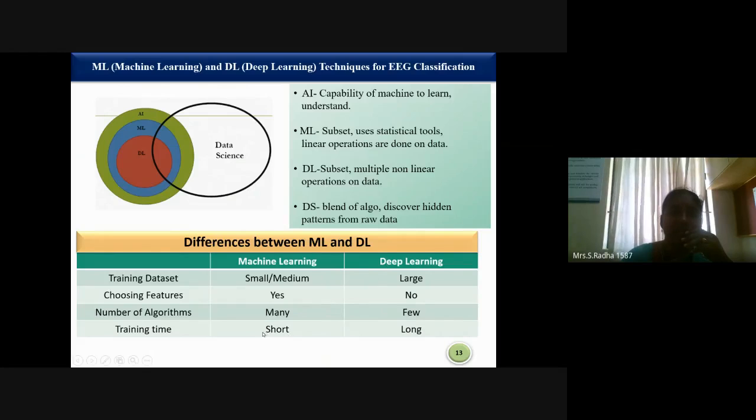While execution we will have training, testing, something like that. So training time is very short in machine learning, training time is very long in deep learning. There are so many differences between them. Simply we cannot say SVM is a deep learning algorithm, okay.